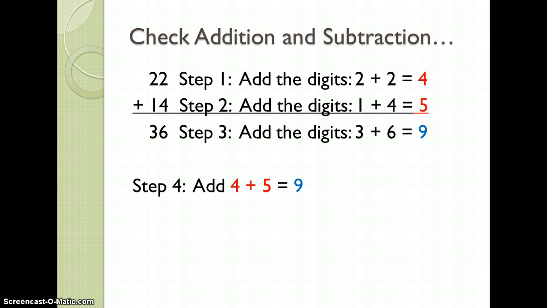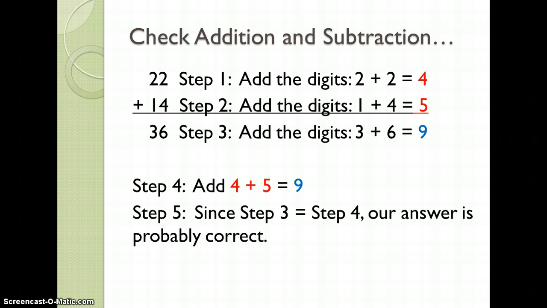Step 4, add the two addends' digit sums together. So 4 plus 5 is 9. And since step 3 and step 4 are equal to each other, the 9s there equal each other, our answer is most likely and probably correct.